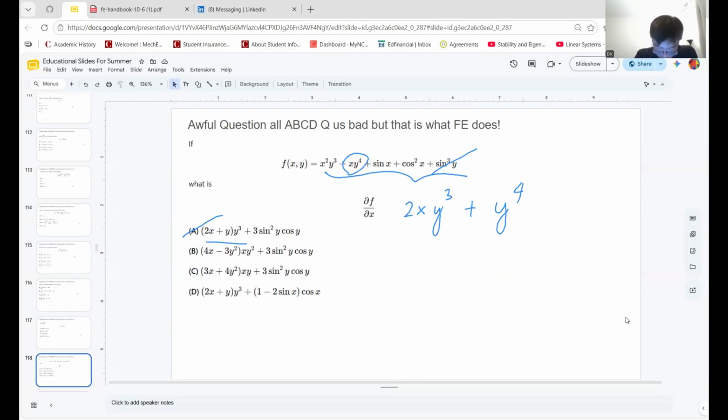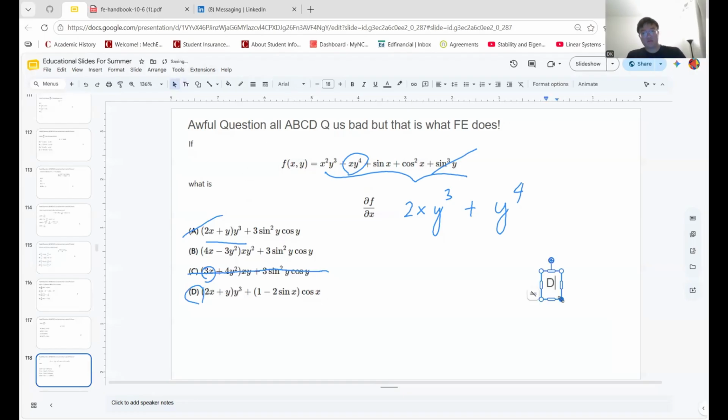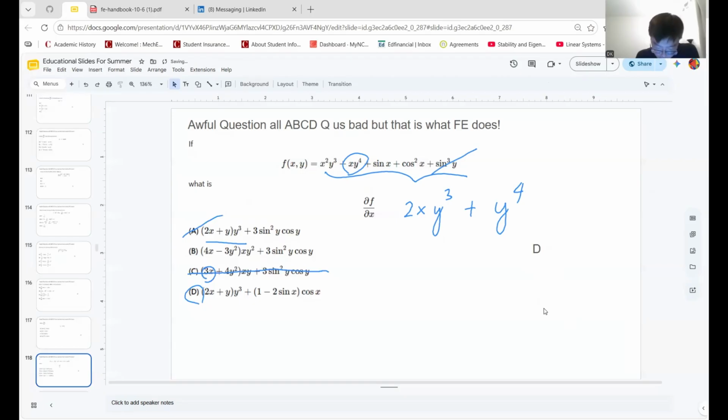This one has a 3 over here. Is there another 3 that we can surmise? No, right? 2x, y3, so it has to be D, just by looking at the first two letters. You should, I mean, for practice, we can do the other one. There's a cosine in this one, and then this is 1 minus sine. Yeah, that's basically it. I mean, we don't need to go more.